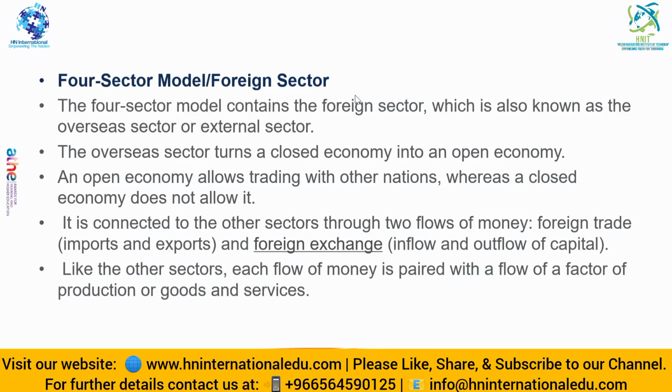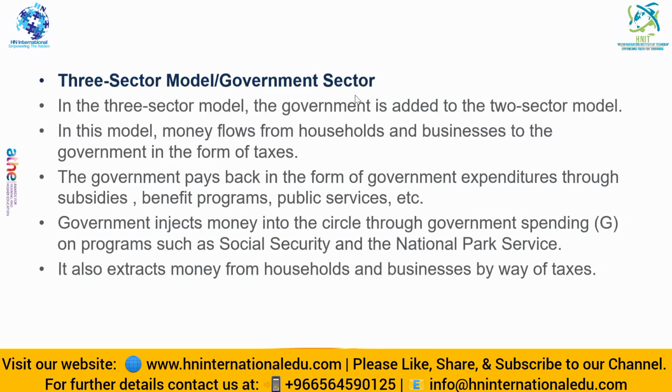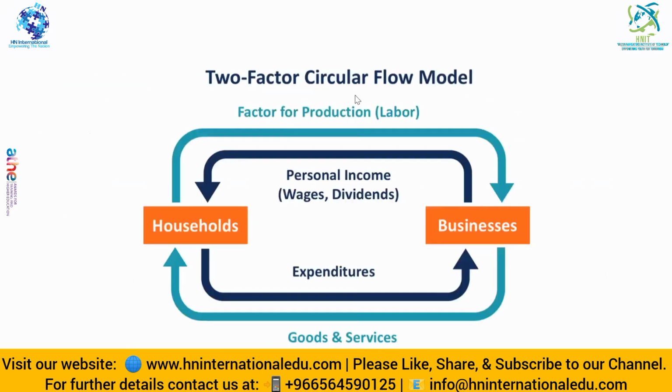Each flow of money is paired with a flow of factors of production or goods and services. That is, whenever money is flowing from one sector to another, there is a factor of production also flowing. That is the land, labor, capital. Here, can you see the factor of production is labor? Yes. So that's how the line supports this diagram.